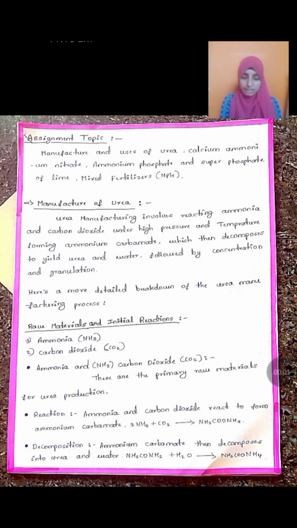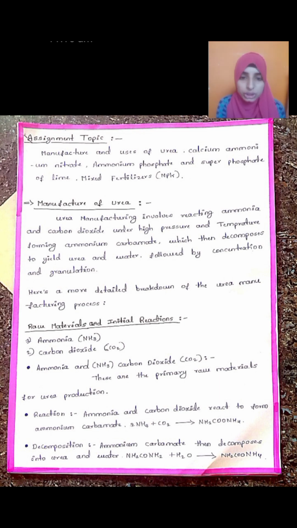Raw materials and initial reaction. There are two raw materials. First one is ammonia, second one is carbon dioxide. Ammonia and carbon dioxide are the primary raw materials for urea production. Second is the reaction. Ammonia and carbon dioxide react to form ammonium carbamate. 2NH3 plus CO2 gives NH2COONH4.